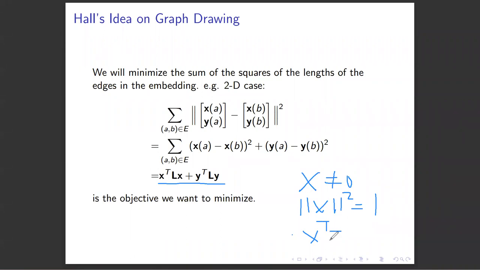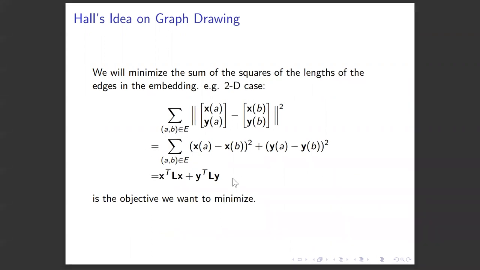And I will have this will be zero. It should be orthogonal to the all-one vector. And the third thing is that I want to have more information. So X and Y, these two coordinates, the two dimensions, should also be different, so they should be orthogonal to each other. And so we know what we are optimizing towards.